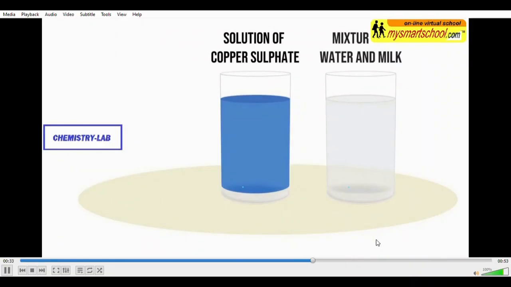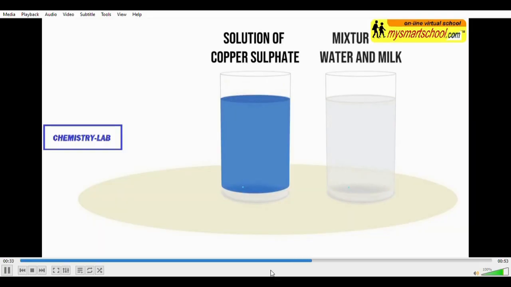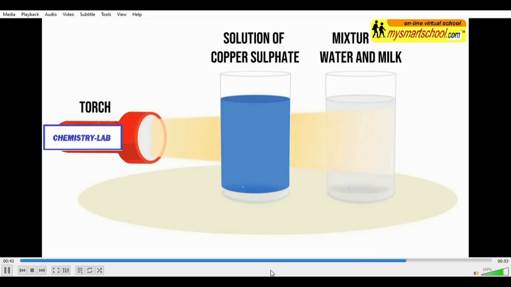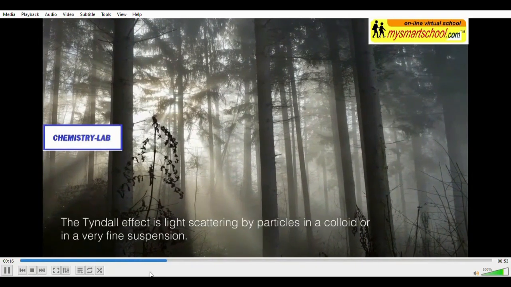A glass filled with mixture of water and milk. Let us mix. We have a glass filled with solution of copper sulfate. A glass filled with mixture of water and milk. Let us take a torch, switch it on. The animation has been slowed to show a flow of light. The path of light travels through the copper sulfate solution. Hence we can trace the path of light visible inside mixture of milk and water. Scattering by particle effect is light scattering by particles in a colloid or in a very fine suspension.